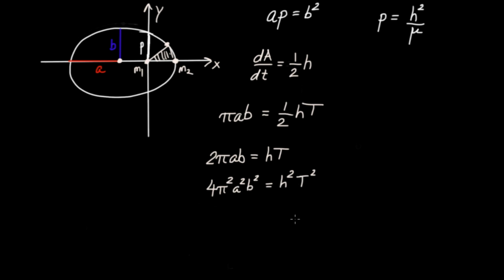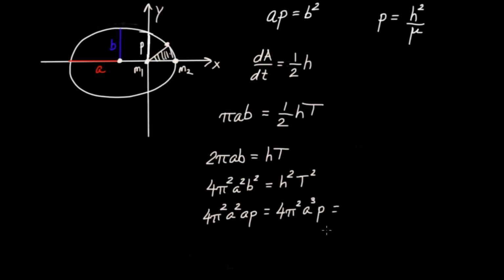Now, why did I do that? Because I'm going to make 2 substitutions now. The first one is going to be for b squared. Right there, I'm going to substitute b squared is equal to a times p. So on the left-hand side, I'm going to get 4 pi squared a squared times ap. I'm going to combine those a's together. That'll give me 4 pi squared times a cubed times p.